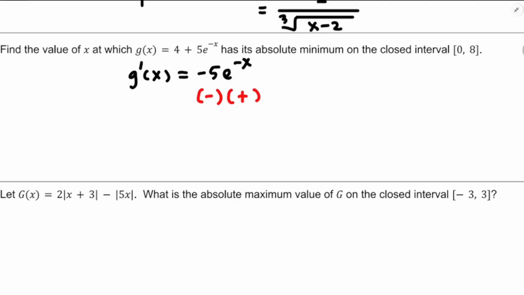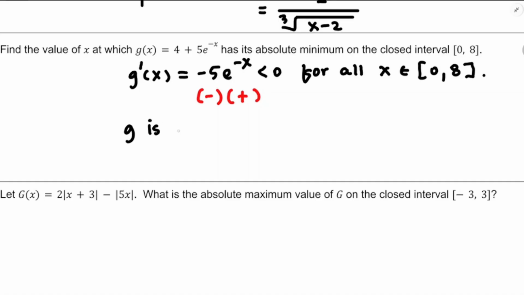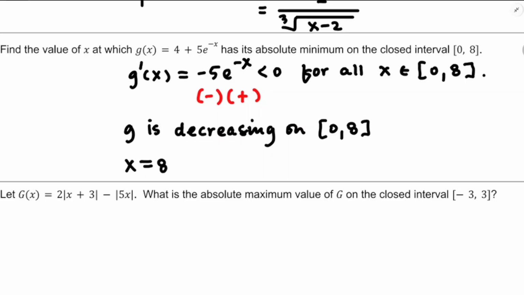And so I'm going to say g prime of x is less than 0 for all x in the interval 0 to 8, because it's true everywhere. That means that g is decreasing the entire time on the interval 0 to 8, and therefore the value of x is at x equals 8. Because it was decreasing the whole time, it had its absolute minimum at the very end.